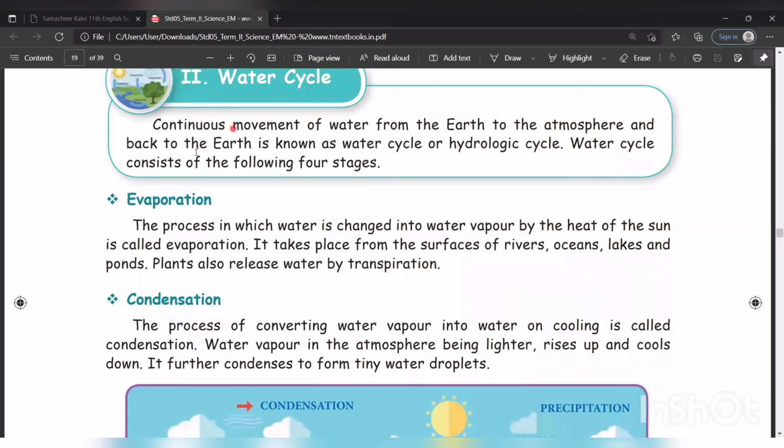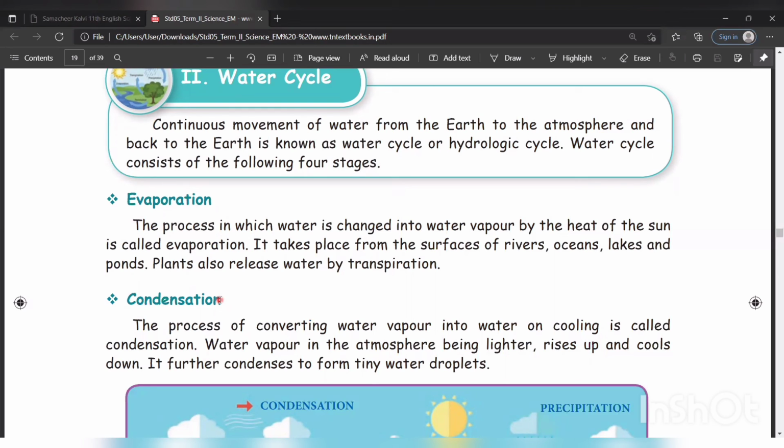So what is the water cycle? Continuous movement of water from the earth to the atmosphere and back to the earth is called the water cycle, otherwise called the hydrologic cycle, and it consists of 4 stages. The first stage is evaporation, that is water is changed into water vapor by the heat of the sun, and second is condensation, that is water vapor is changed into water on cooling.